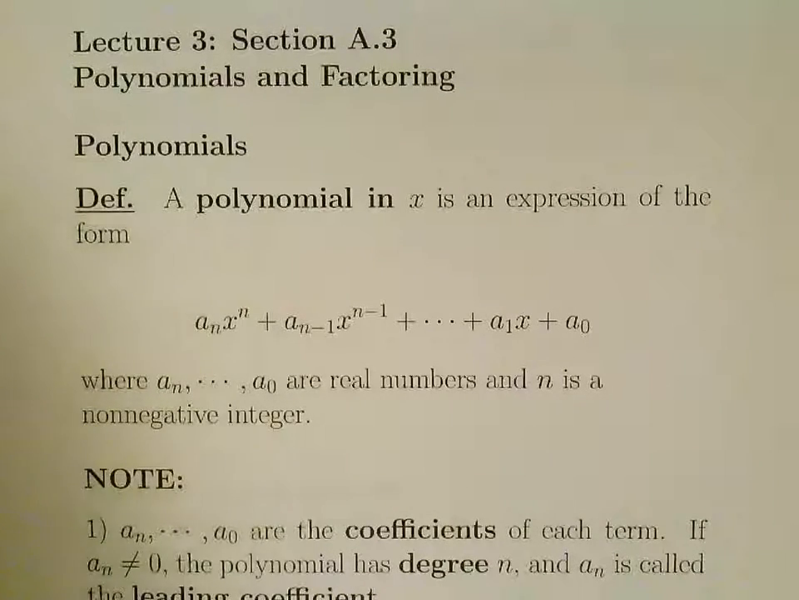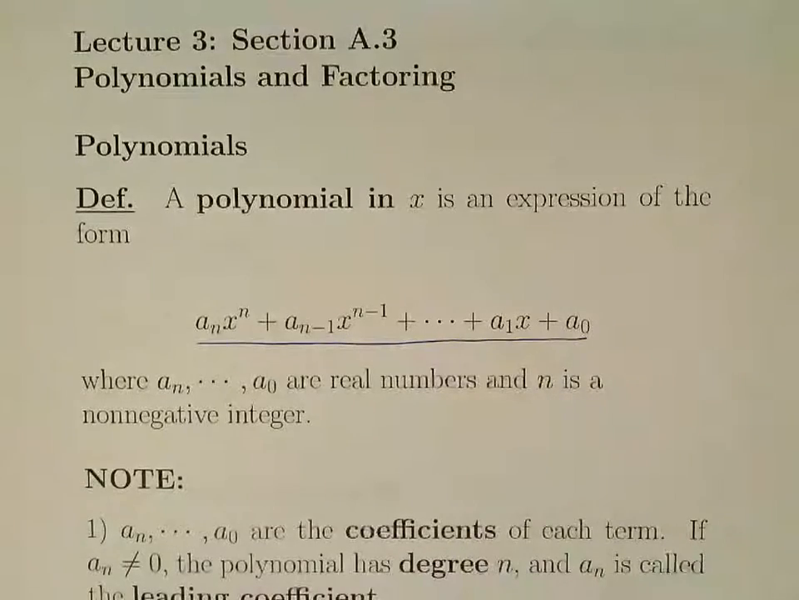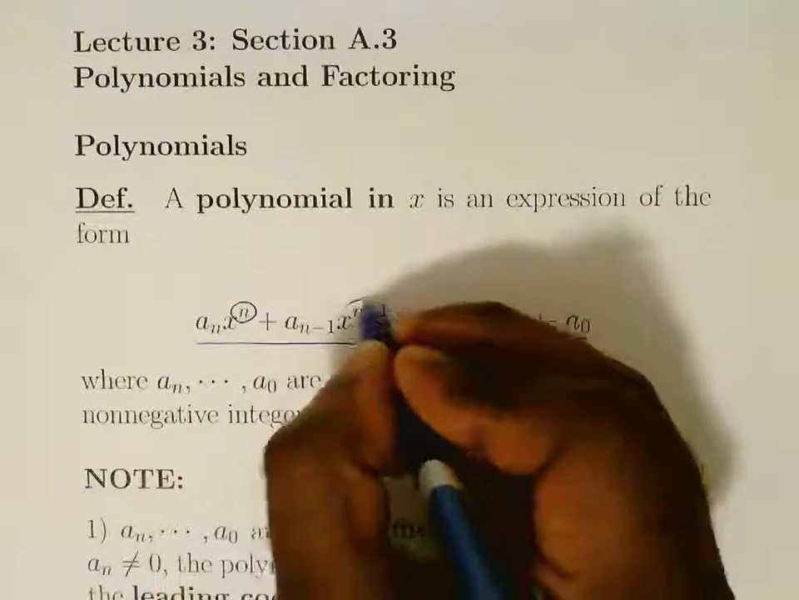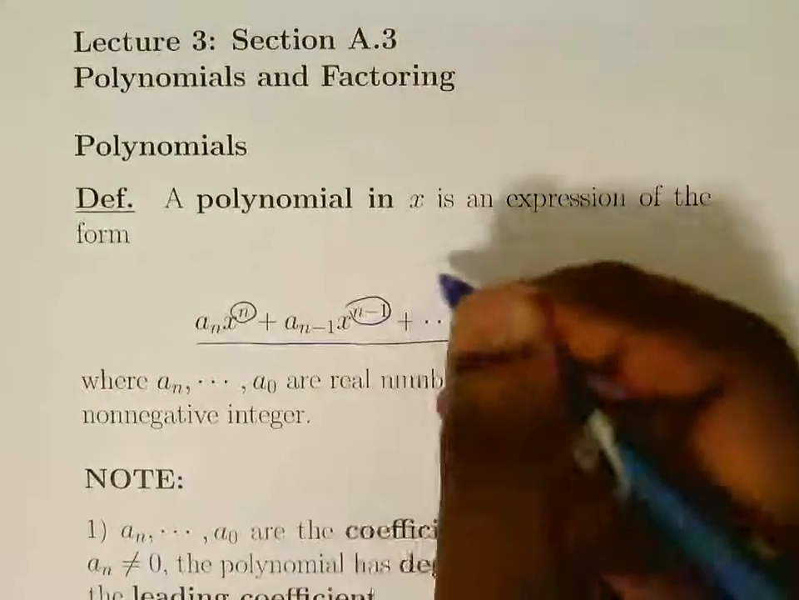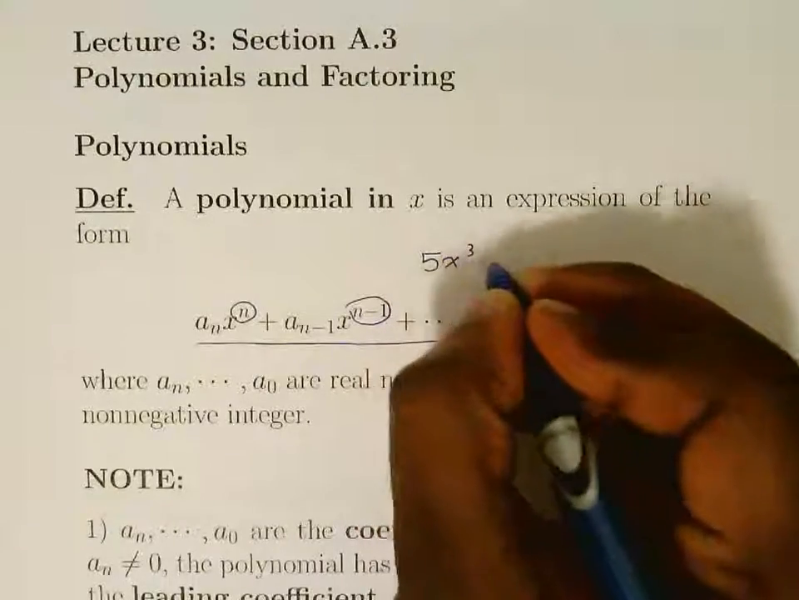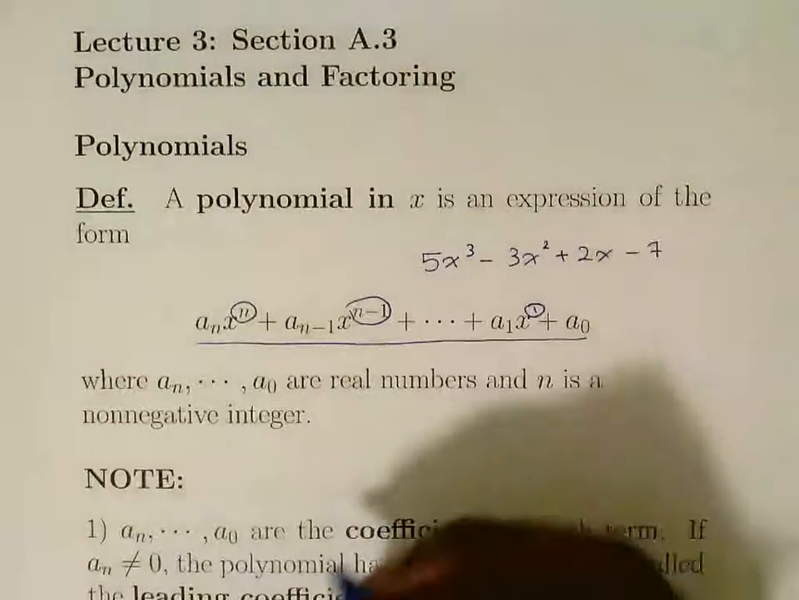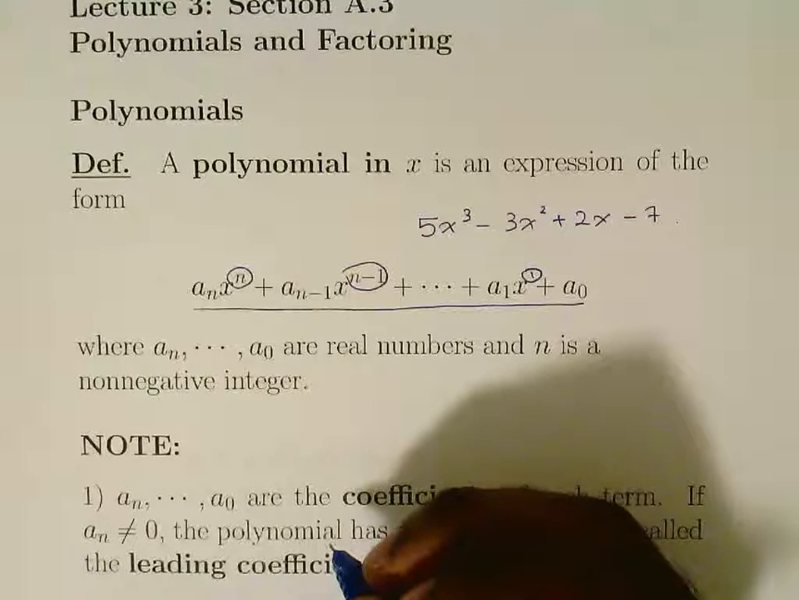All right, guys. So we were talking about polynomials. A polynomial is a function or an expression that is arranged in this form. Remember, you have to have positive integers for all these powers. For example, 5x to the power 3 minus 3x squared plus 2x minus 7 is one of these examples of a polynomial. In this lecture, we will learn how to factor and how to expand or distribute polynomials.